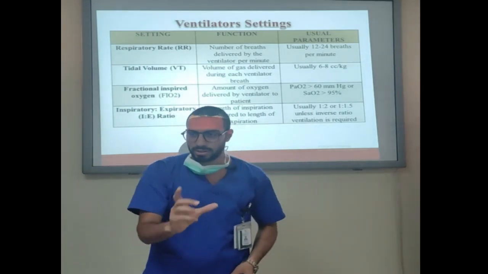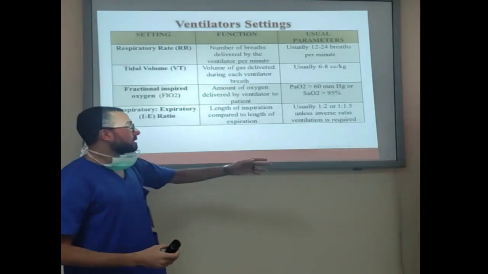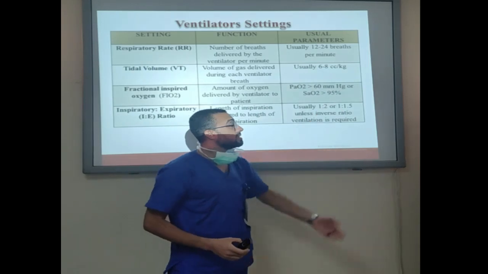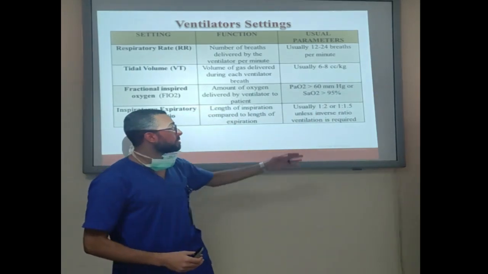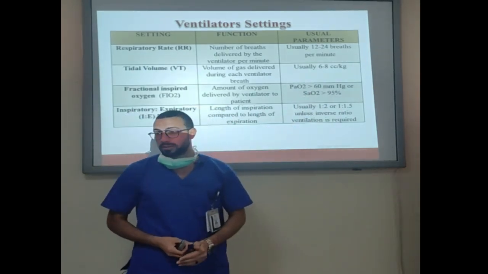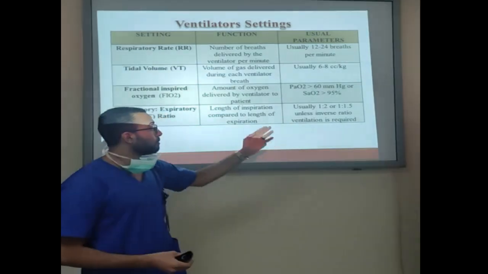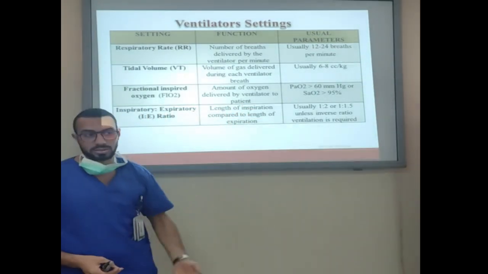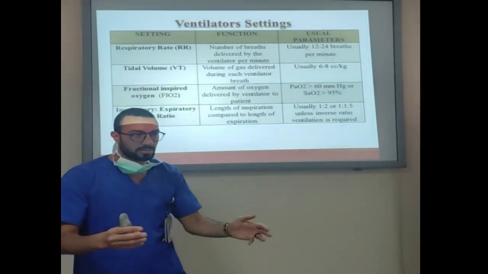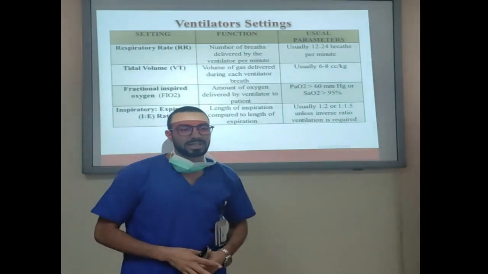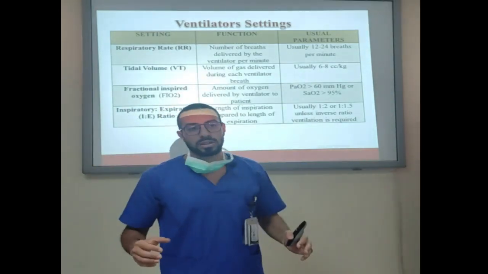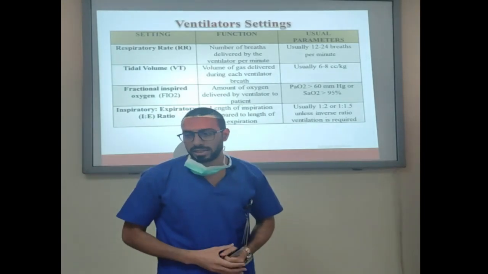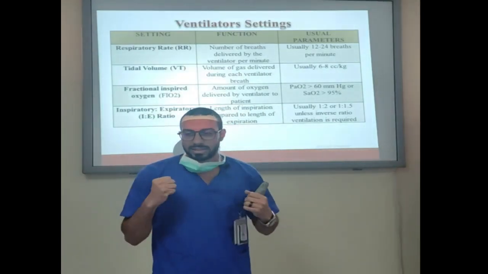But we have a normal range according to the weight. Usually it's from 6 to 8 cc per kg. So if I have somebody weighing 100 kilograms, it's from 600 to 800 cc. This is the normal range. Also according to the case, if we have a patient like an ARDS patient, who has a stiff lung.